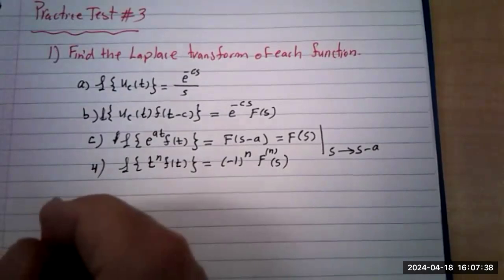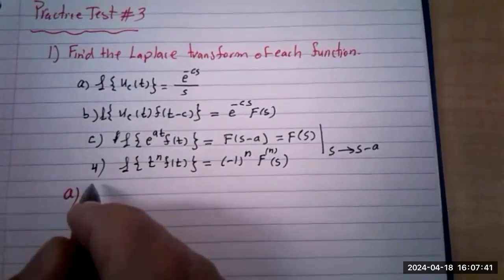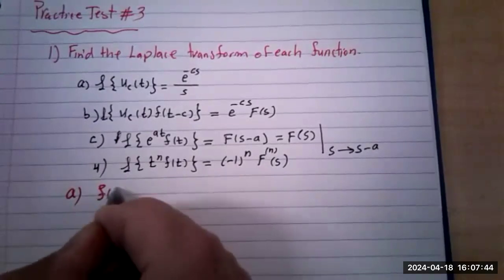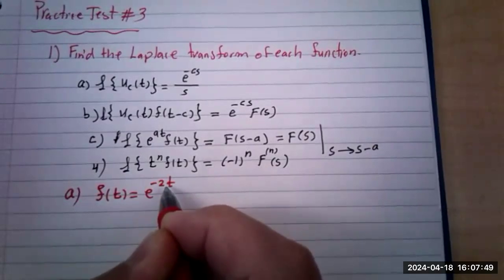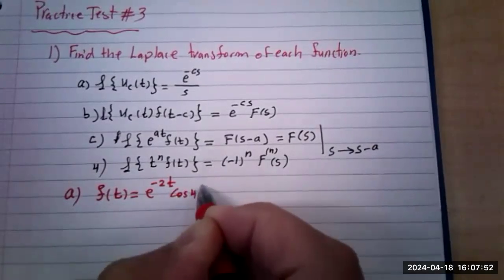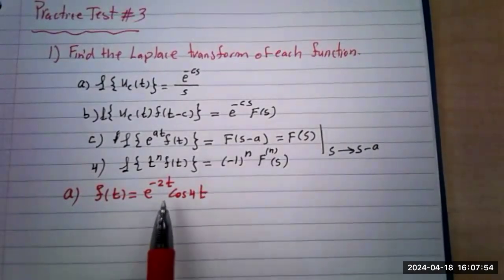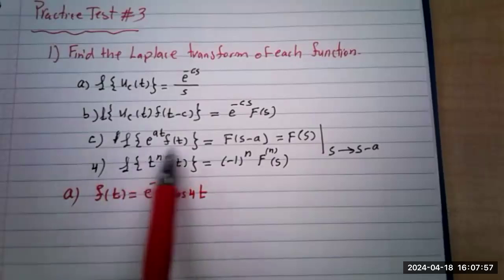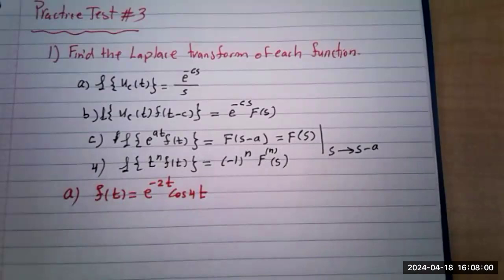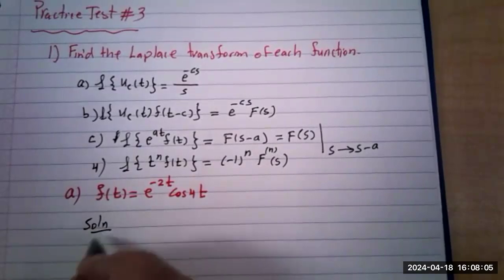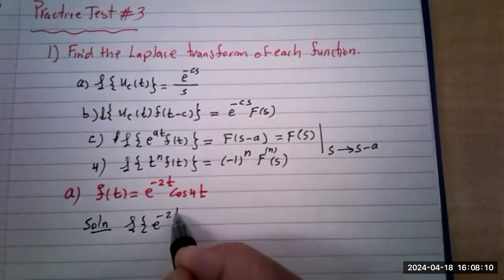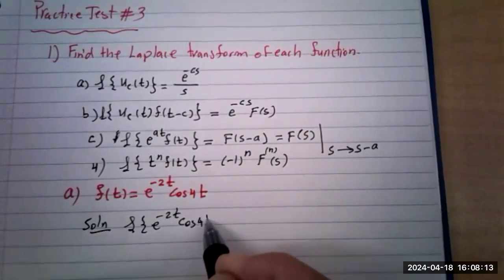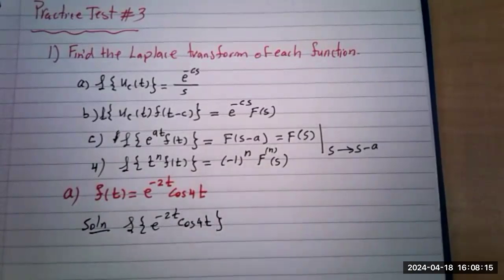Now we're going to take part 1. The function is f(t) equals e to the negative 2t cosine of 4t. See it? So the extra factor is e to the negative 2t. So this is the formula that you have to apply. The solution is: you want to find the Laplace of e to the negative 2t cosine of 4t.